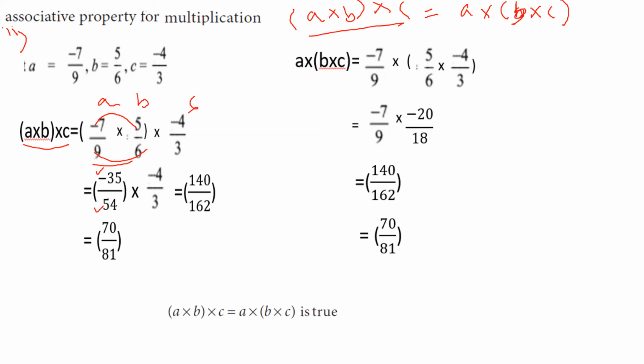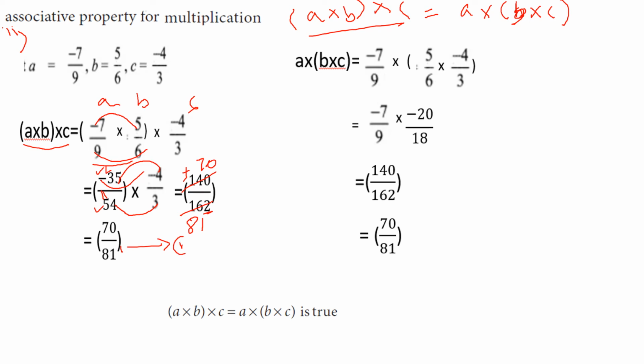So first multiply the numbers. 4 5s are 20. 4 3s are 12 plus 2, 140. Minus into minus is plus. Denominator 3 4s are 12, 1. Here 2 write it, 1 carry over. 3 5s are 15 plus 1, 16, 162. Cancel with the 2 table. 7 2s are 14. 8 2s are 16, 1 2 is 2. So 70 by 81 is the LHS answer.